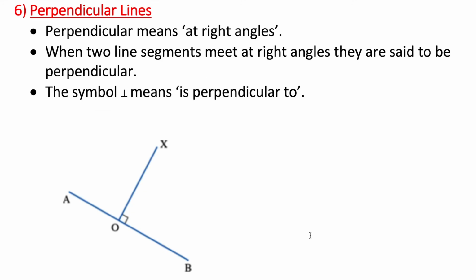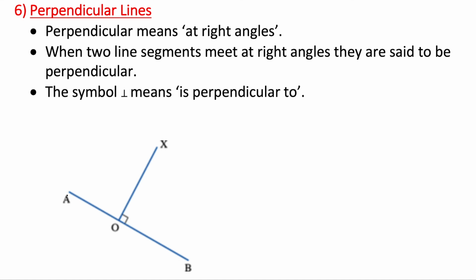The last bit of theory that we need to do today is about perpendicular lines. So we finished this. That is our subtopic 6. And then we will do some examples. So perpendicular actually means at right angles. So when two line segments meet at right angles, they are said to be perpendicular. And the symbol that we use is this one that we have here to symbolize that they're perpendicular.